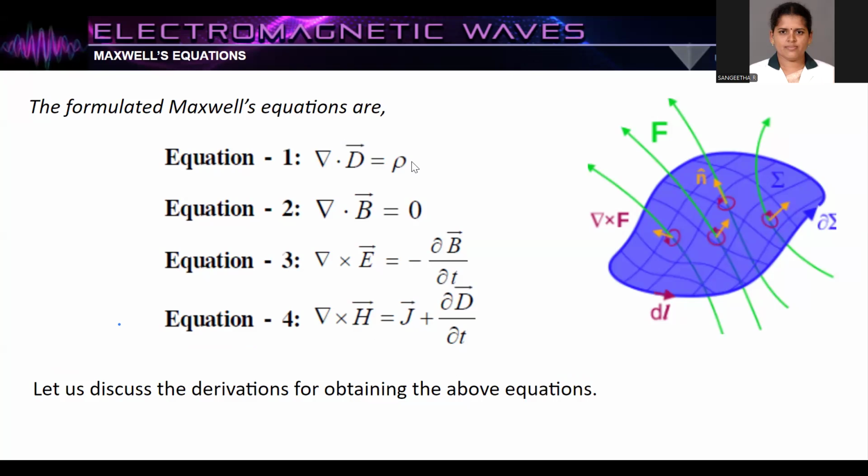So the first equation is from the Gauss law of electric field. Second one is from the Gauss law of magnetic field. Third one is from Faraday's law, and fourth one is from Ampere's law. Now we are going to see how to derive these equations, that is, we are going to discuss the derivation of obtaining the above equations.